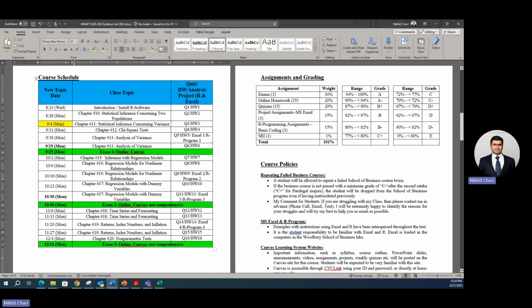Out of those questions, roughly 60% will be multiple choice, or something like true or false, fill in the blanks, and so on.